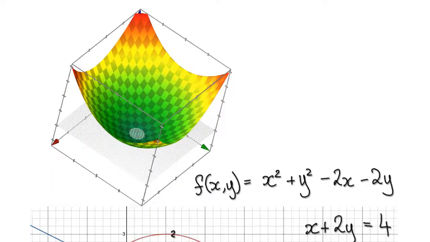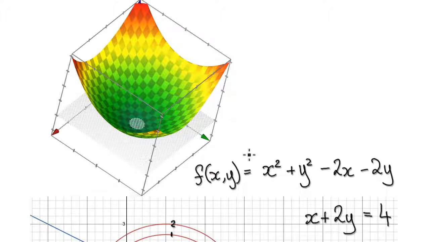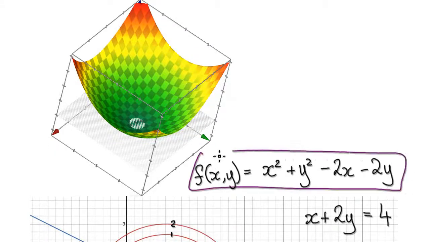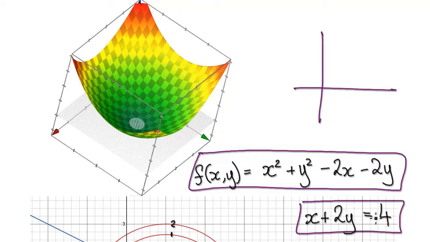Okay, let's give you guys some practice now. Given this function, find the lowest value of this function for this given constraint. So this constraint here is a straight line, intercept of 2, gradient of negative a half. So this is our constraint.